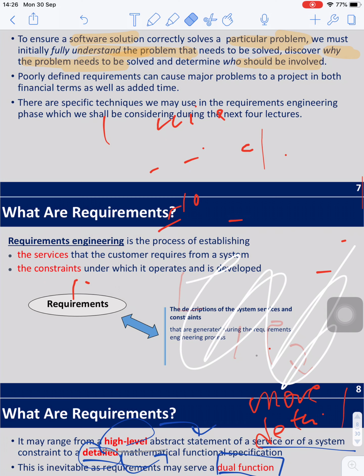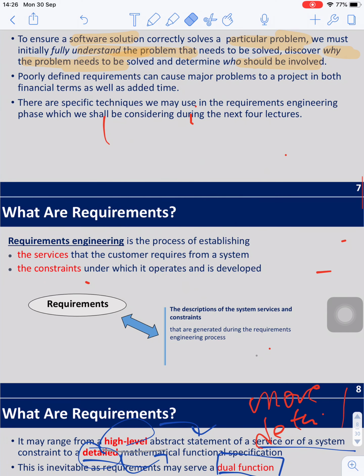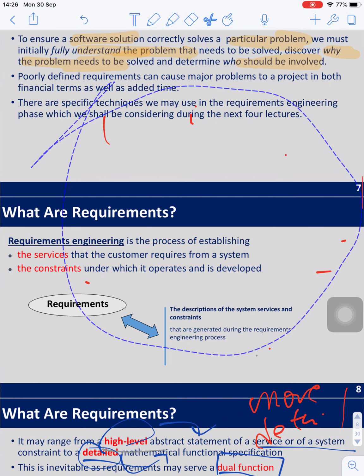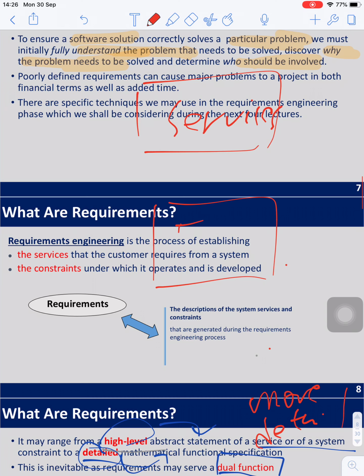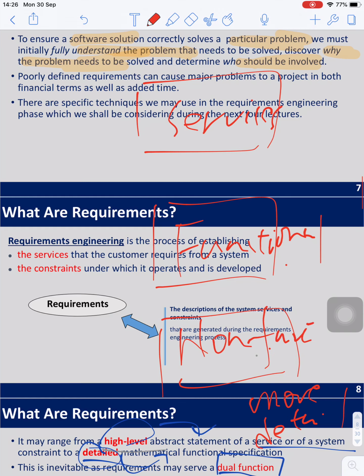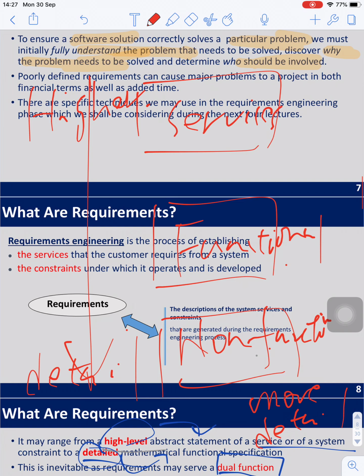You can see that this is the services, this is the functional, this is the non-functional, this is more detailed, and this is higher level. So this is how things should work.